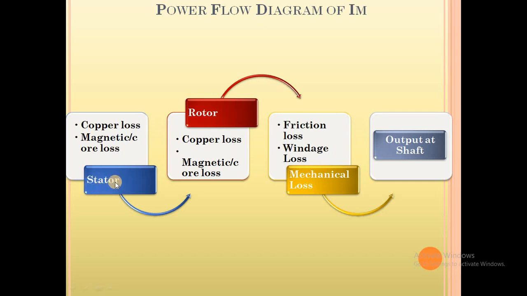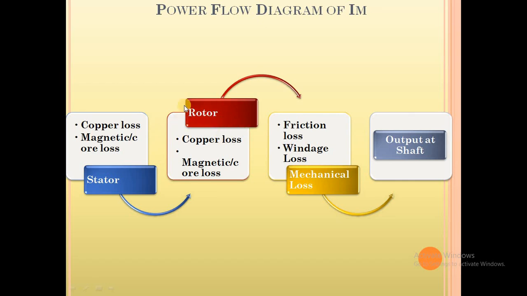So here we are giving supply to the stator winding. After giving supply, a magnetic field is set up, and due to this there will be a magnetic loss, that is core loss. Core loss is divided into two parts: hysteresis loss and eddy current loss. And in the stator there is a copper winding, hence there will be a copper loss, that is I square R loss.